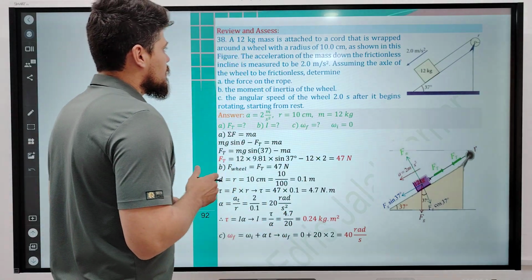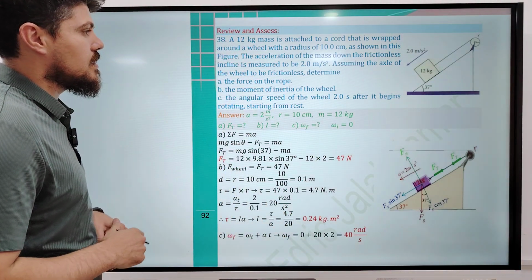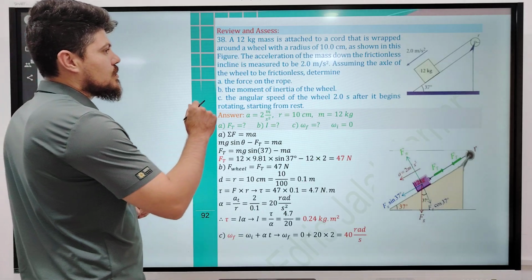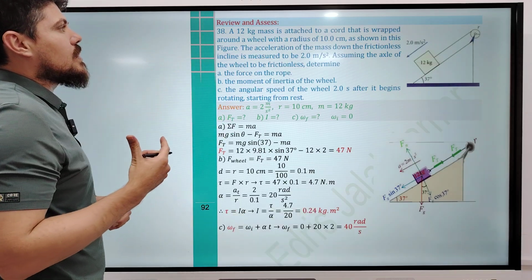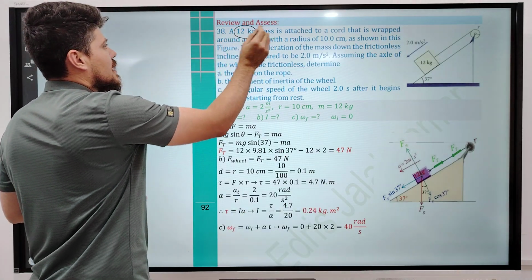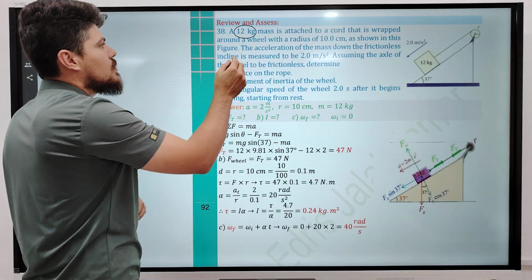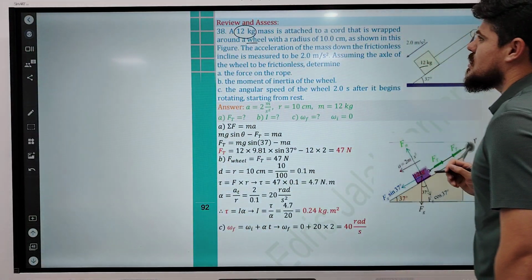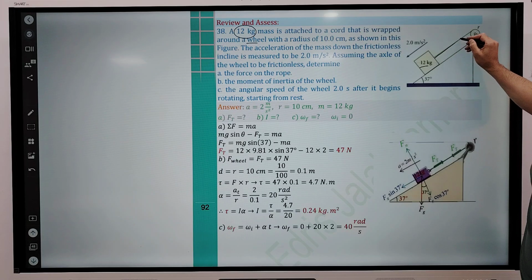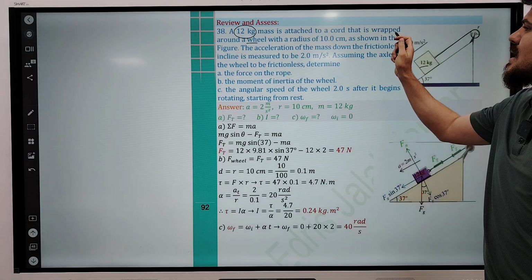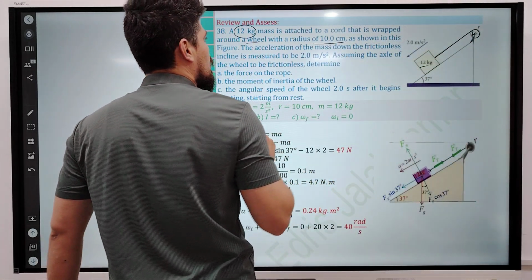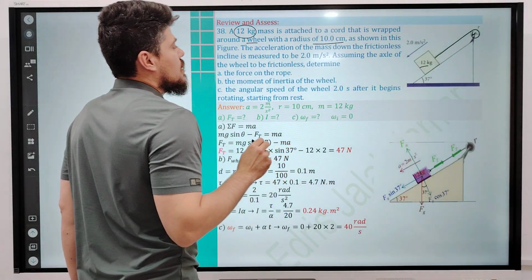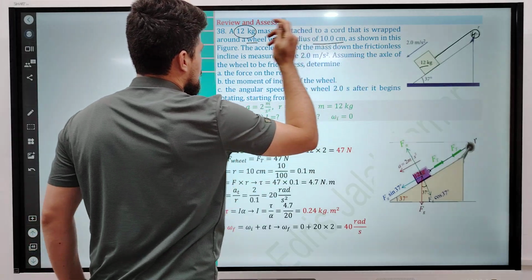As you know, in the previous lesson we stopped here, at question 38, a very good question. It has been brought in the Wizari exam 2 times, I think. The question says a 12 kilogram mass is attached to a cord that is wrapped around a wheel with a radius of 10 centimeter. We have to convert to meters, divided by 100, which is equal to 0.1 meter, as shown in this figure.